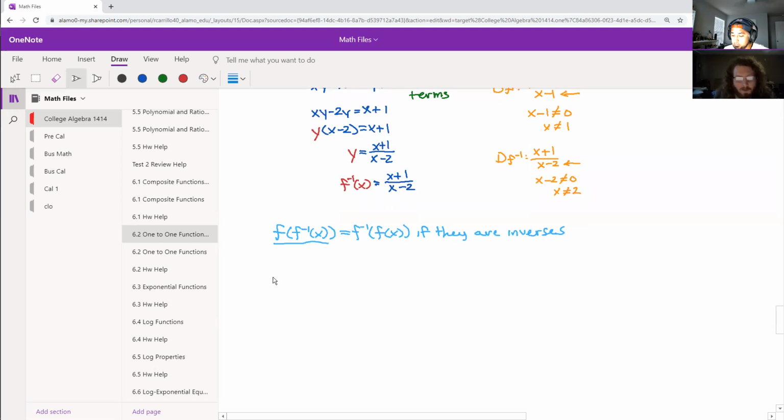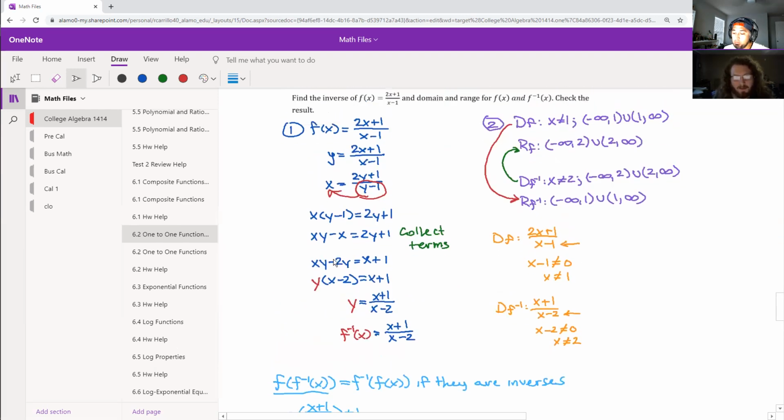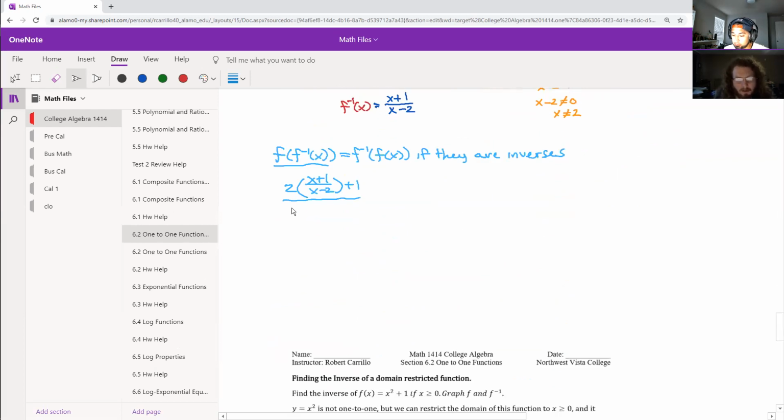Yeah. So we're going to have that'll be 2 times x plus 1 over x minus 2 plus 1 divided by, and then it was x minus 1, right? Yep. X plus 1, x minus 2, plus minus 1. Cool. So then this will be equal to 2x plus 2.